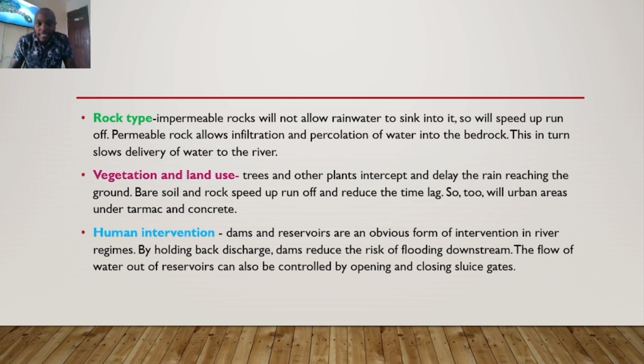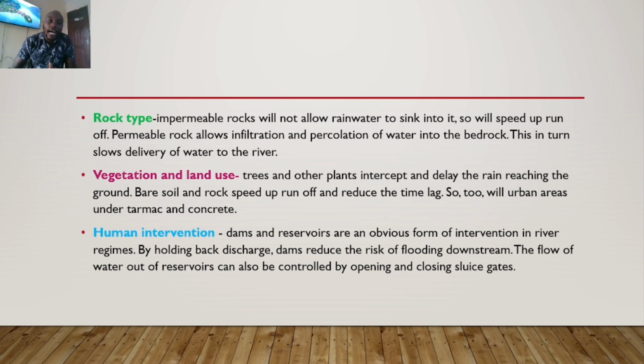Dams and reservoirs are an obvious form of intervention in river regimes. By holding back discharge, dams reduce the risk of flooding downstream. So they can actually control that river discharge. They can decide to hold the water, and then they can decide to open for that water to pass through. That is a human intervention. It is going to have an effect. It's an actual factor that will influence river regime.